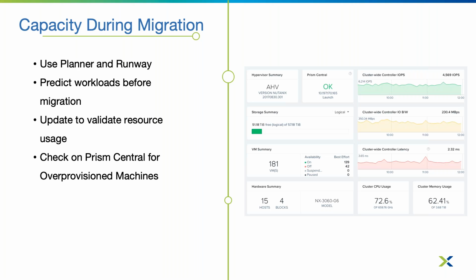Just a quick word on that. The Prism Element UI gives you this home page. This is looking at a home page for a cluster. It gives you a very good look at how your cluster is performing right now. And for the first port of call during a migration, this is where you go to look.